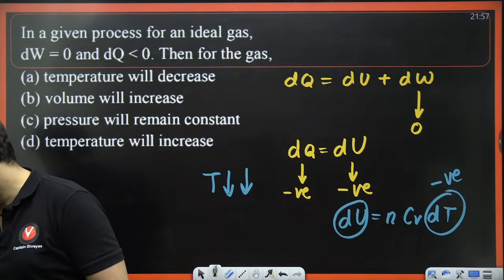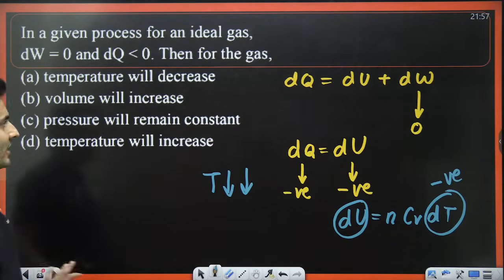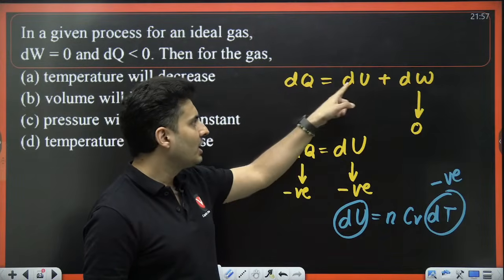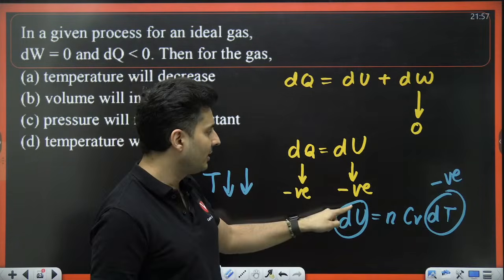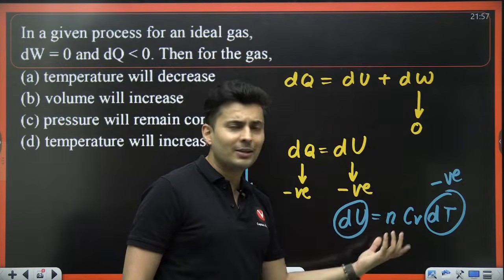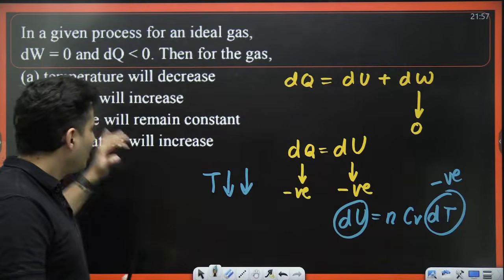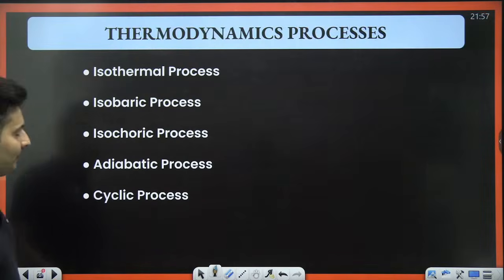Very good, crazy dude. Okay, so the logic is very simple. We use the first law. Work was not there, so dQ is dU. dQ is negative, so dU is negative. But dU is nCv dT. So if this is negative, this is also negative. That means temperature change is negative, that means temperature is going down. That's all it says.